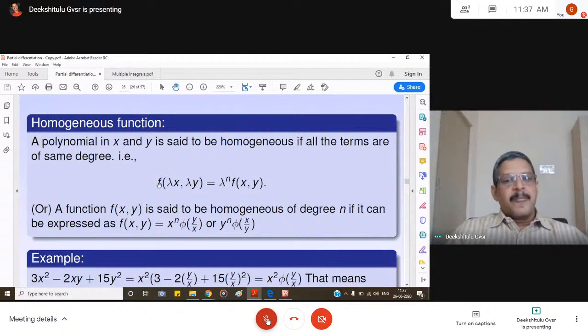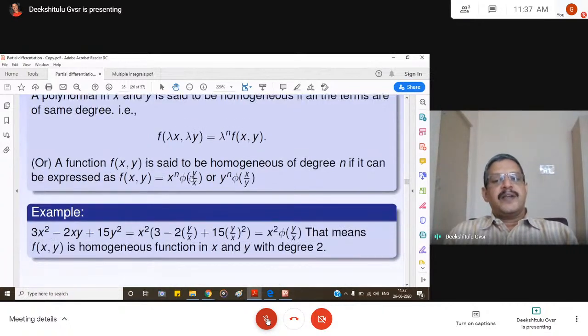What do you mean by this? So you can put it mathematically as f of λx, λy is equal to λ power n into f of xy. Then f of xy is said to be a homogeneous function of degree n, and it can be tested this way: if you can write f of xy as x power n into phi of y by x, or y power n into phi of x by y, then we say that function is a homogeneous function of degree n.